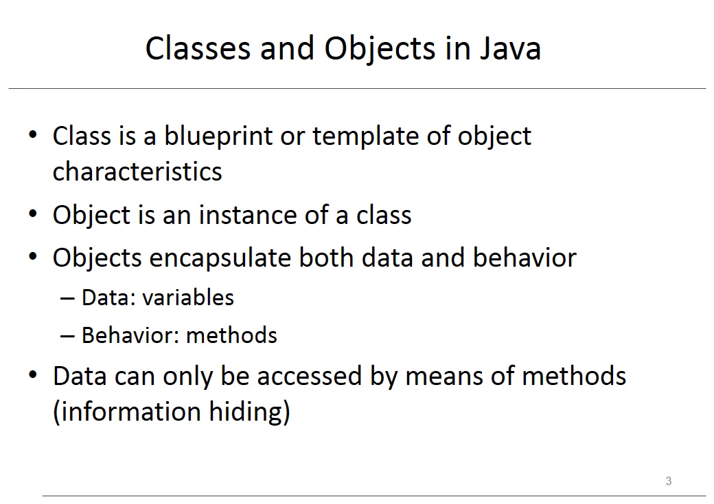A key principle of object-oriented programming is information hiding, which states that an object's variables can only be accessed by means of its methods. We will discuss more about this in a later chapter.